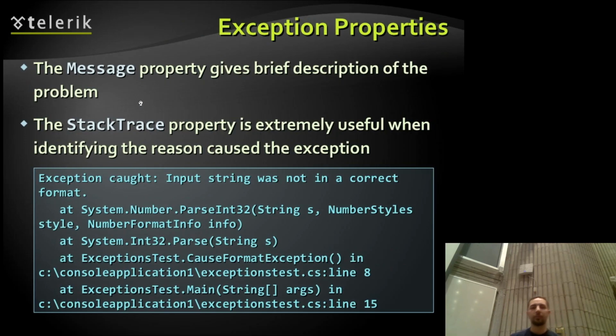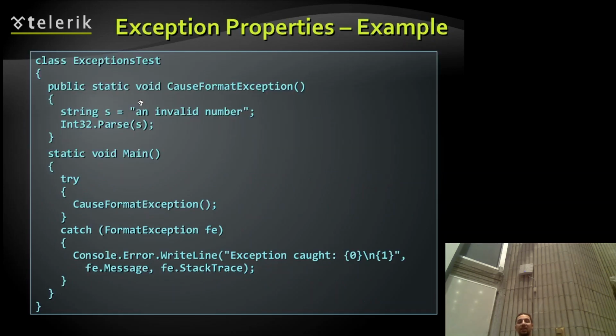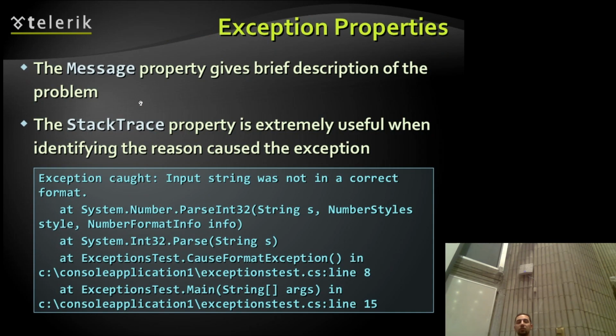Now, this is the expected output. It's going to say exception caught, because that's what we told it to print. And then it's going to print out in the first position the message, and on the next line the stack trace. The message, input string was not in correct format, that's user readable. Now, unless you have access to the source code, the stack trace is not particularly helpful. It says Int32.Parse, string, NumberStyles, NumberFormatInfo. That is the thing that actually broke. That's what caused the exception.